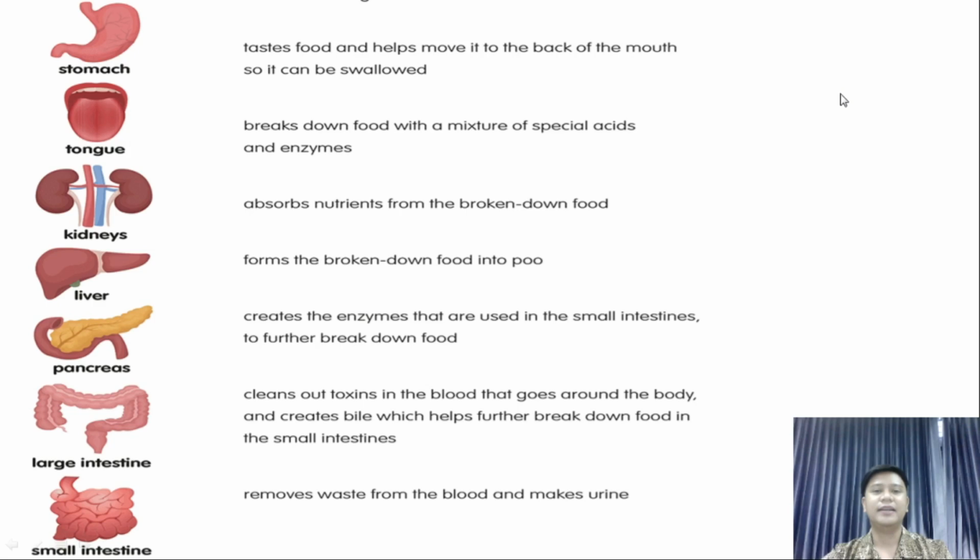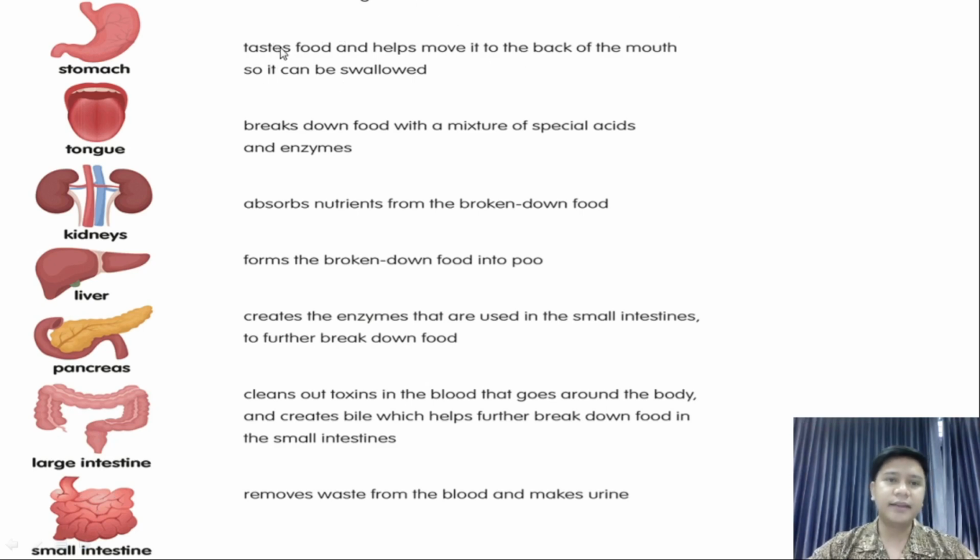So this time we're going to answer your worksheet so I can help you to answer it easily, okay? So again, let us read. Stomach. Kidney, or kidneys, two, liver, pancreas, the yellow one, large intestine, and small intestine, okay?